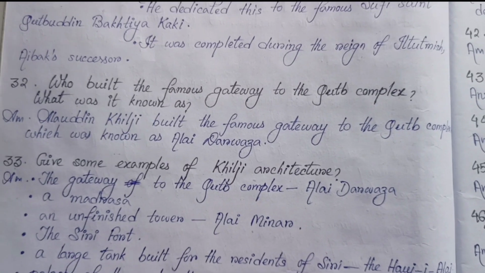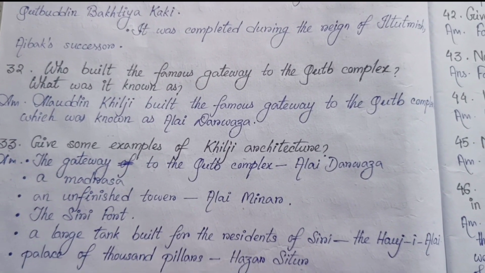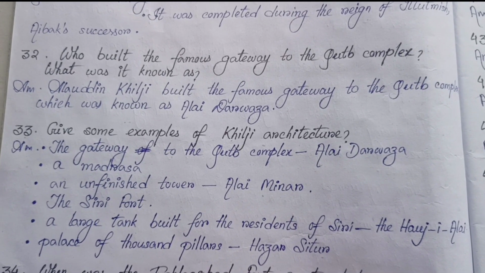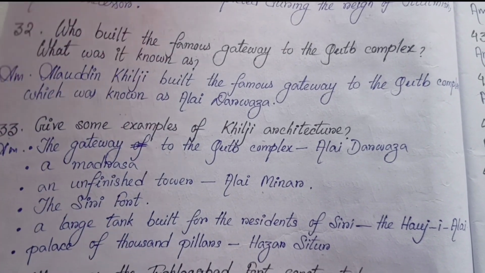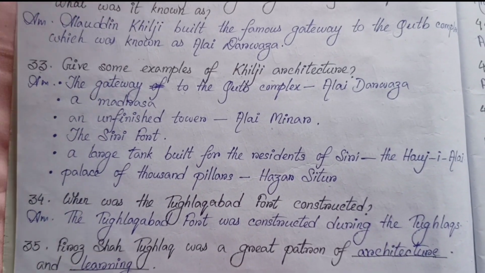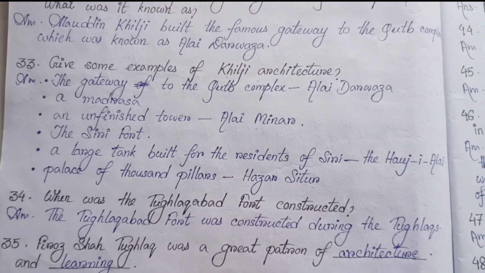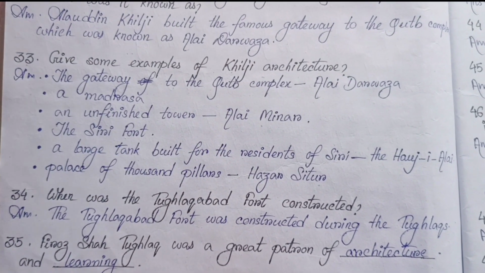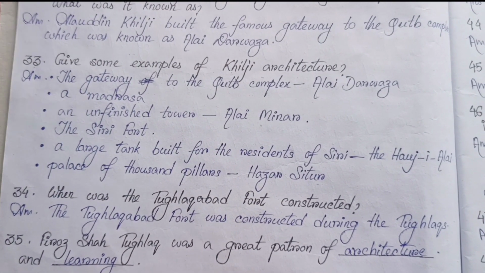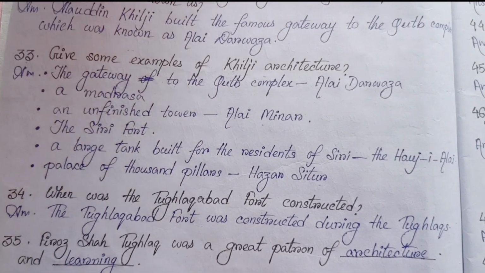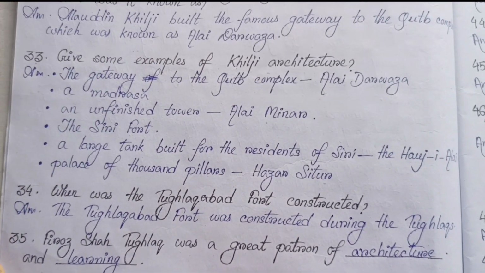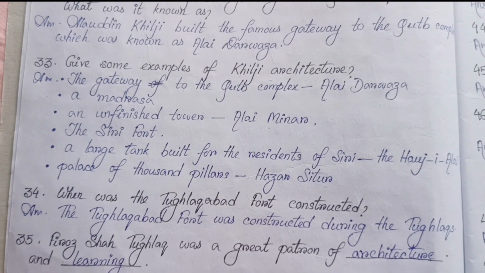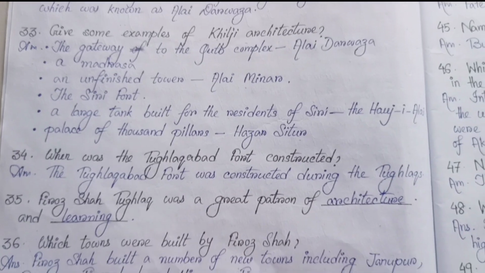Number 32. Who built the famous gateway of the Qutub complex? What was it known as? Alauddin Khilji built the famous gateway to the Qutub complex, which was known as Alai Darwaza. Number 33. Give some examples of Khilji architecture. The gateway to the Qutub complex, Alai Darwaza, a madrasa, an unfinished tower, Alai Minar, the Siri fort, a large tank built for the residents of Siri, the Hauz-i-Alai, and the palace of a thousand pillars, Hazar Sutun.